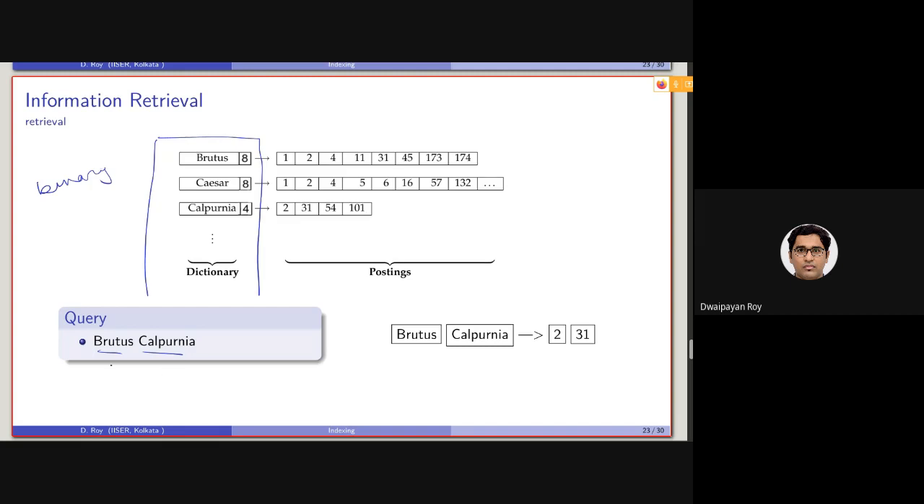So for the 2 terms, Brutus and Calpurnia, we apply the same linguistic processing, which transforms Brutus and Calpurnia to the same form. Here in this example, I'm not actually tokenizing or applying any linguistic processing; they are kept as they are. But basically we need to apply the same linguistic processing module here as well for the query.